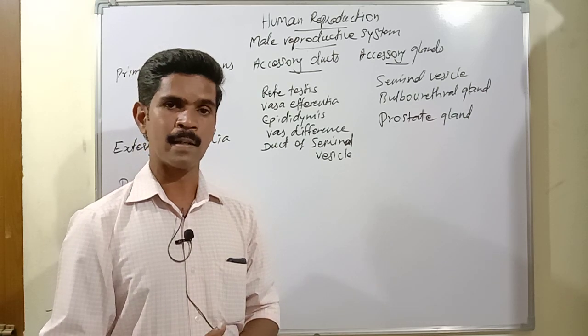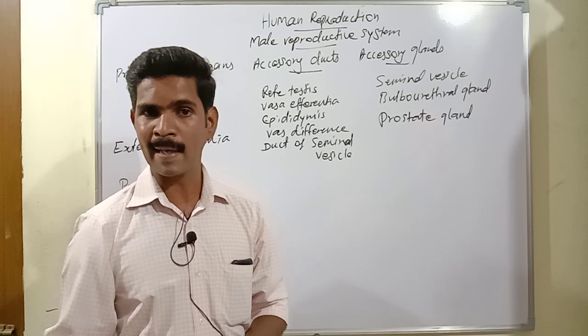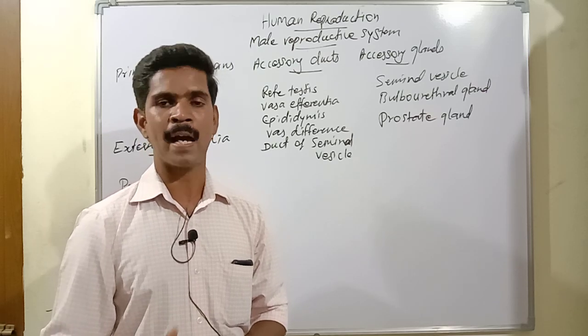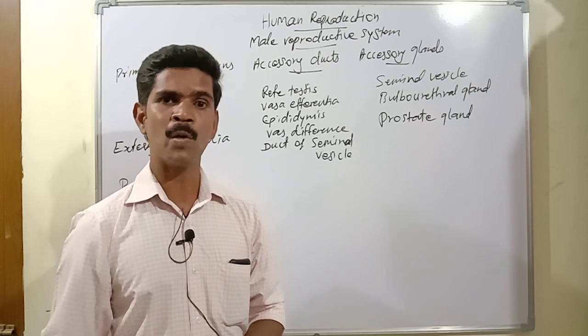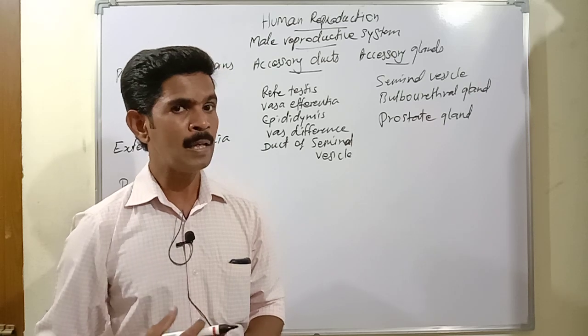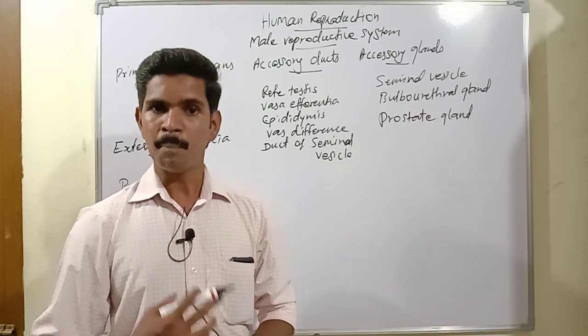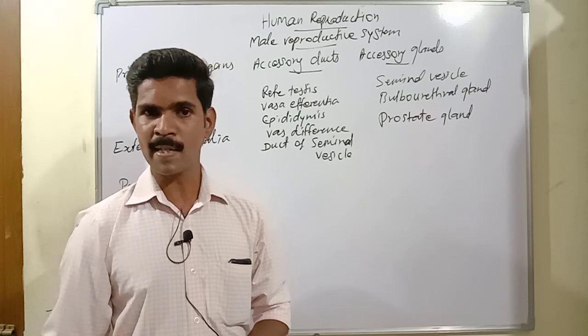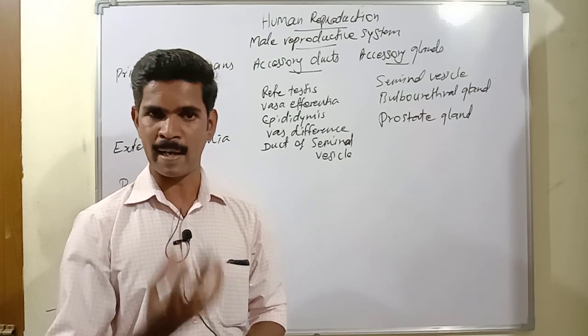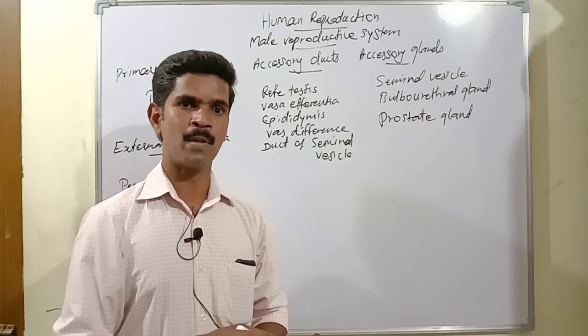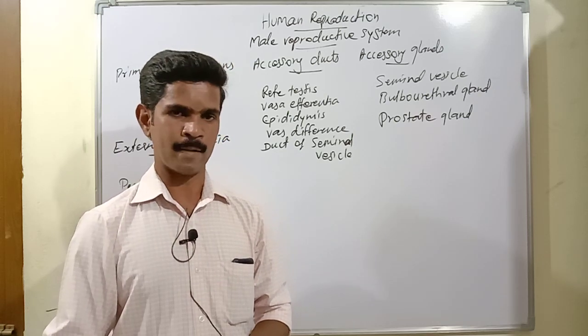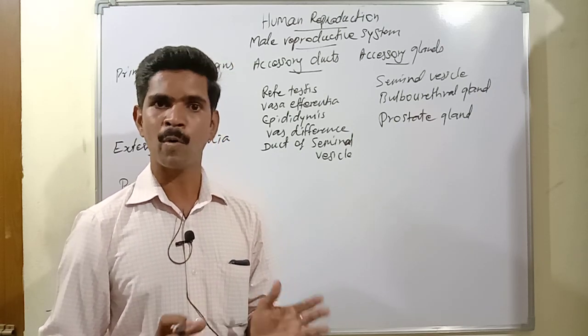And one important thing: this scrotum is always hanging outside and below the abdominal cavity. Here abdomen means lower stomach. The lower stomach region is called the abdominal region. So below the abdominal region, outside the body, only the scrotum is hanging, and inside this scrotum both testes are located. Understand? I hope you all understand.